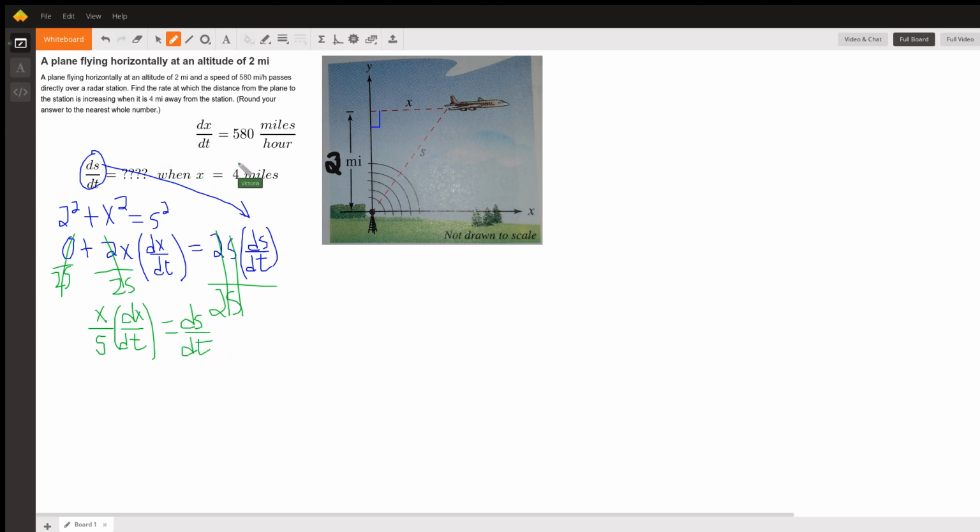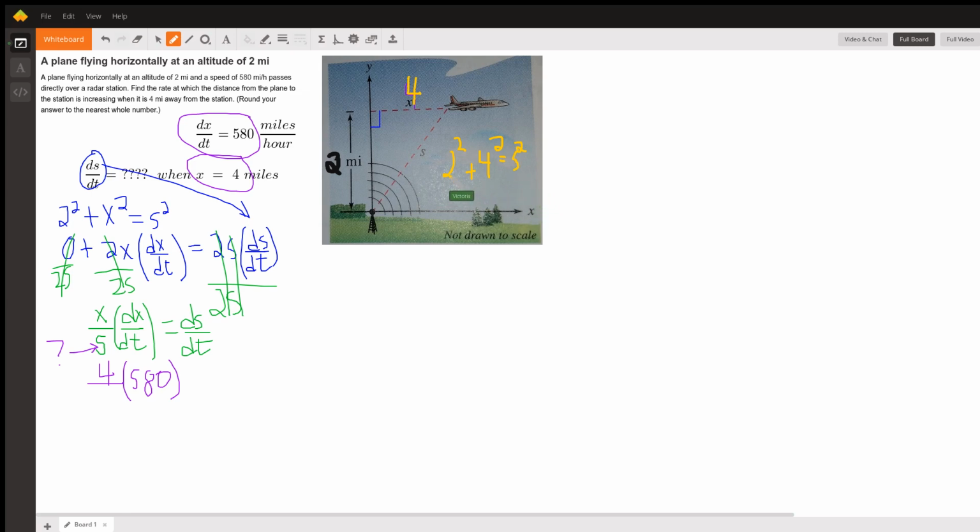Now, we know what x is. They tell us right here. We know what dx/dt is. They tell us right here. So in place of this x, we have 4, and we have 580 in place of dx/dt. But what are we going to replace s with? Well, if we fix x at 4, now I have the Pythagorean theorem that says that 2 squared plus 4 squared equals s squared. And I can figure out what s is.